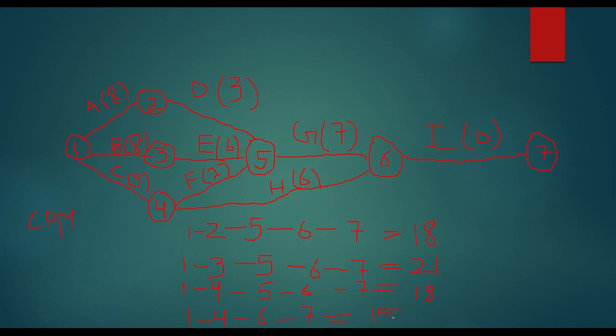So here the longest path is this second one, right? 1 to 3, 3 to 5, 5 to 6, and 6 to 7, 21. So this is your critical path, right? So to complete this whole task, you need at least 21 weeks, right? You cannot take the smallest one, because if you take the smaller one, like maybe 18 or 15, then some of the tasks would remain unaccomplished. That's why we have to take the longest path, so that all the events, all the activities should get completed, right?